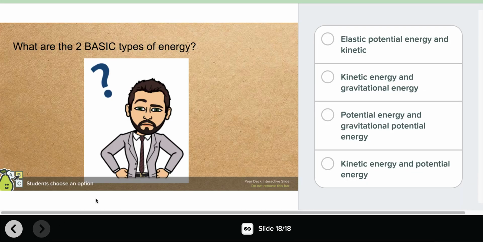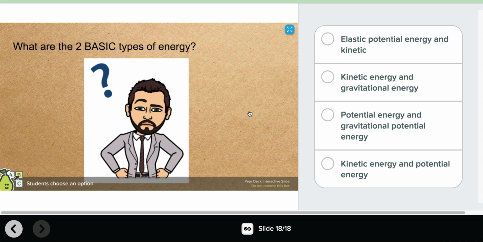Okay, and this will be our last lesson check for the day, or for the lesson really. What are the two basic types of energy that we learned about? Now keep in mind the word basic, that is crucial. Is it elastic and kinetic? Is it kinetic and gravitational? Is it potential energy and gravitational potential energy? Or is it kinetic energy and potential energy?